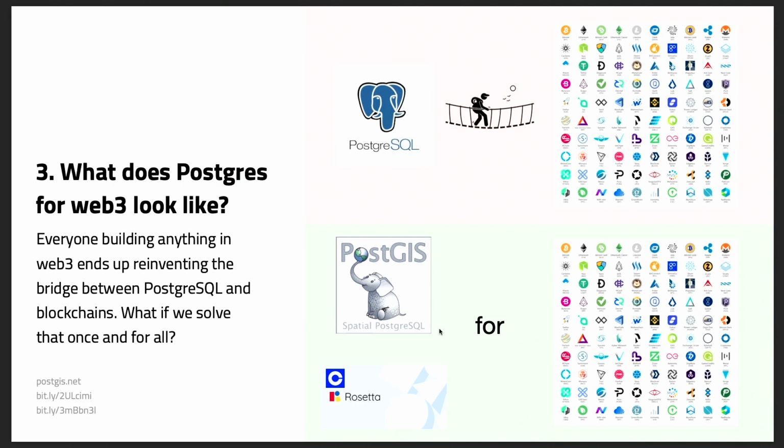If you're building an Uber or Airbnb and you want to find all the cars or all the apartments that are within 5 miles of this XY location, this latitude and longitude, PostGIS is good for that. Can we add something like that to Postgres, but for blockchains? Can we add something called PostChain? I literally wrote about this 10 years ago. I'd still like to see this. So what does Postgres for Web3 look like?